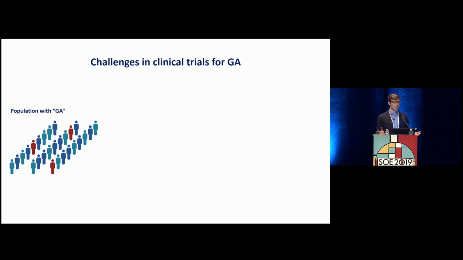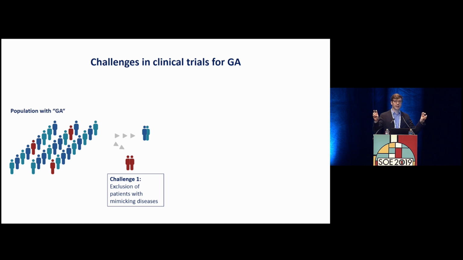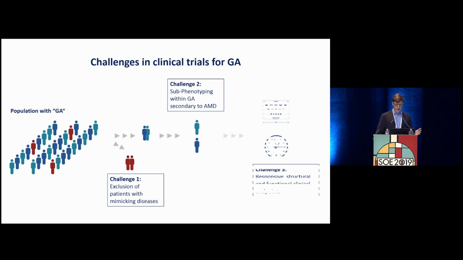So what are the reasons for that? And one can think of multiple challenges. The first challenge is that within a population of what you would call clinical geographic atrophy, you have some patients with rare monogenic diseases. Then if you look at GA patients which really have AMD, there are again different subgroups which behave completely differently. And last, you need for clinical trials responsive structural and functional endpoints. And for all of these three challenges, which I've shown here, there are solutions which are somewhat AI-based, which may help.